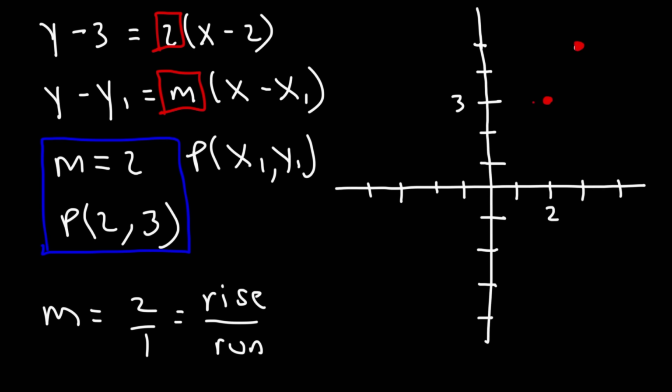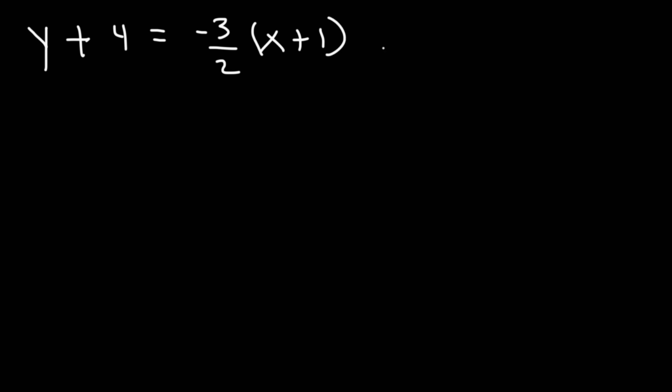And we can go backwards. Let's say if we go 1 to the left, we need to go down 2, because there's not much space in the right side of this graph. So that's how we can graph a linear equation in point-slope form. For the sake of practice, let's do one more example. So let's say we have the linear equation y plus 4 is equal to negative 3 over 2 times x plus 1. So go ahead and graph that linear equation.